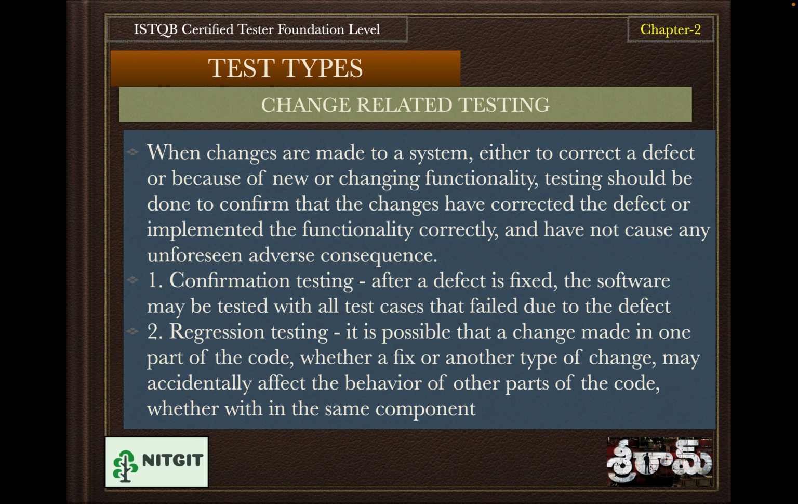First, confirmation testing. After a defect is fixed, the software may be tested with all test cases that failed due to the defect. Second one is regression testing. It is possible that a change made in one part of the code, whether a fix or another type of change, may accidentally affect the behavior of other parts of the code, whether within the same component or elsewhere. That testing has to be done by regression testing.